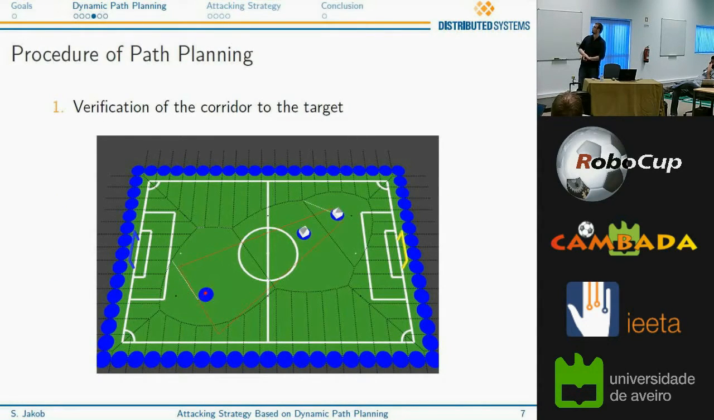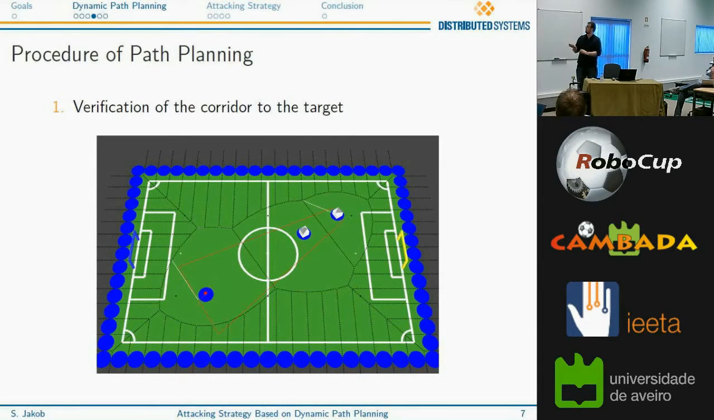So the first step of the path planning includes a verification of the corridor between the actual target, which is here, and our robot who wants to plan a path. If the robot wants to drive from here to here, it has to check if there's a direct way and if we can skip the path planning. As you can see, another teammate and the ball are blocking the direct path, so we actually have to use the path planner.